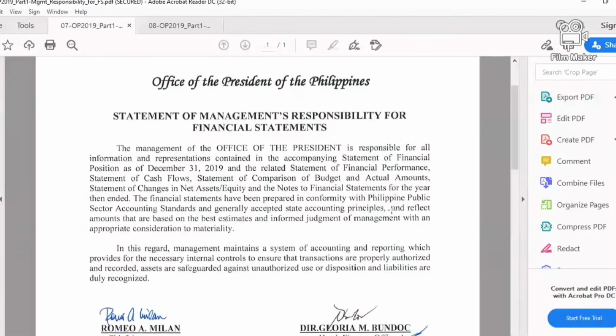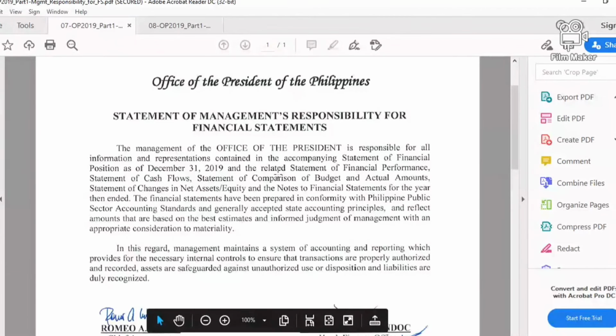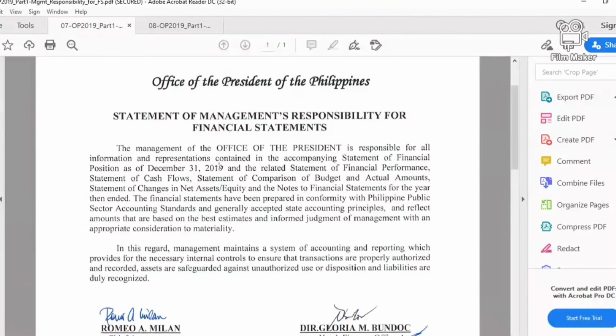Yan. So ano ang nakalagay sa statement of management responsibility? Una, ilalagay diyan kung ano yung mga component ng FS. It is accompanied with statement of financial position as of December 31, 2019 and the related statement of financial performance, statement of cash flow, statement of comparison of budget and actual amounts, statement of changes in net assets and equity, and the notes to financial statements.